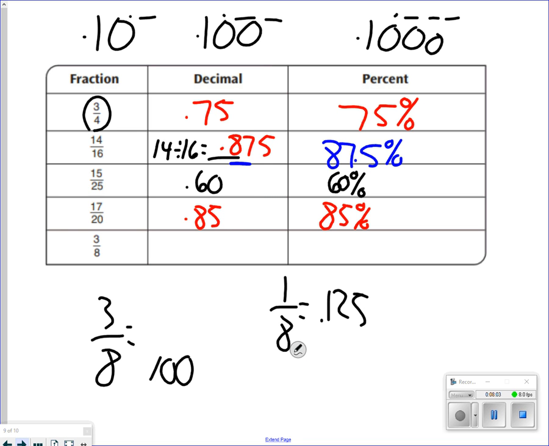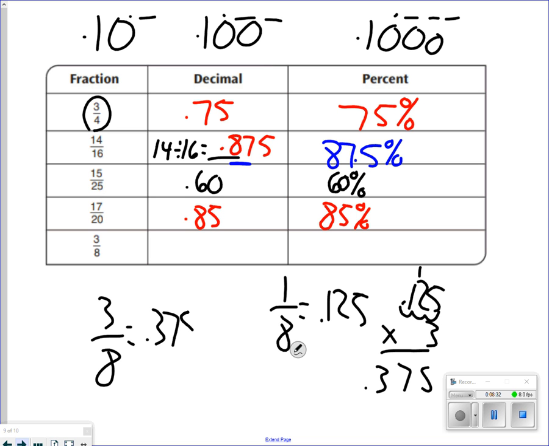1/8 equals 0.125. So what would 3/8 equal? Well, if 1/8 is 0.125, what would 3 of them be? You're going to have to multiply. 0.125 times 3 equals: 3 times 5 is 15. 3 times 2 is 6, plus 1 is 7. 3 times 1 is 3. Move the decimal 3 spots, because there's 3 spots after the decimal in the problem. So 3/8 is 0.375.